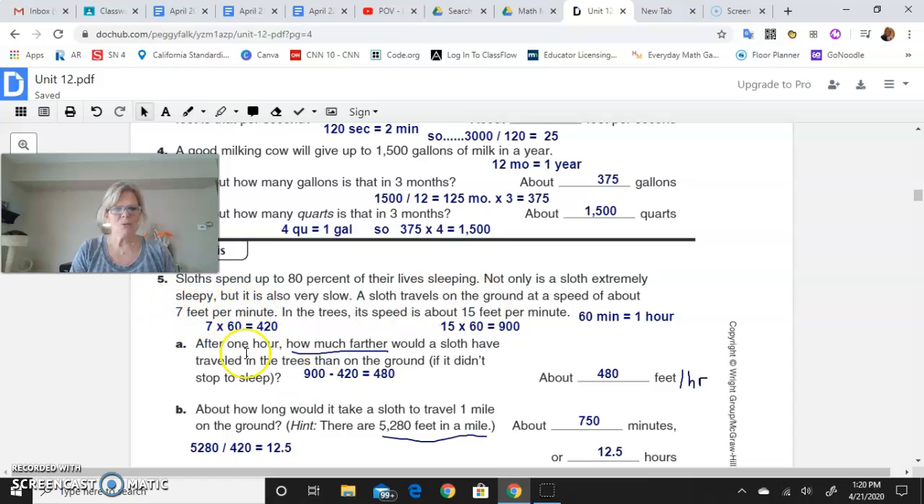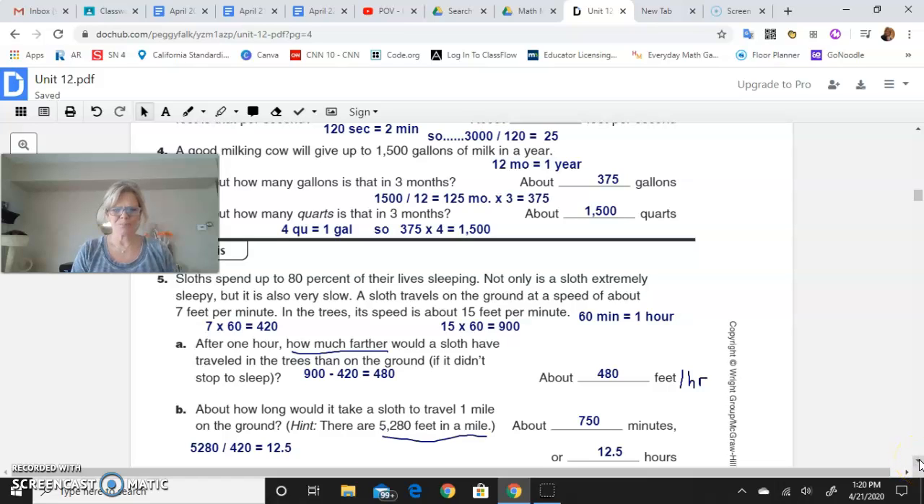Okay, so after 1 hour, how much farther would a sloth have traveled in the tree than on the ground? So I have to take each of these times 60 because there are 60 minutes in 1 hour. So on the ground, it moves 420 feet in an hour. In a tree, 15 times 60 minutes is 900. So it says about how much farther. That is comparing. I'm going to take 900 minus 420, and it goes 480 feet more in a tree in an hour than on the ground.